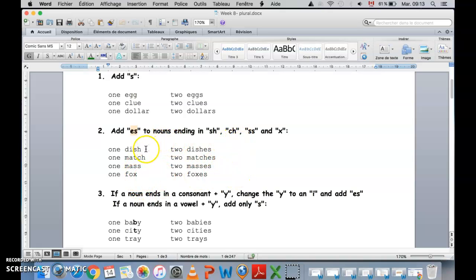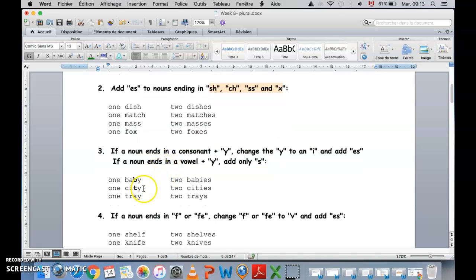The reason is very simple. It's a phonetic one. If I just put the s over there, dish, and the sound is already sh, dish, so there's no way to know if it's singular or plural. So in order to make it more obvious, then you just add the es: dishes, matches, masses, foxes, etc. So whenever this sound is at the end.